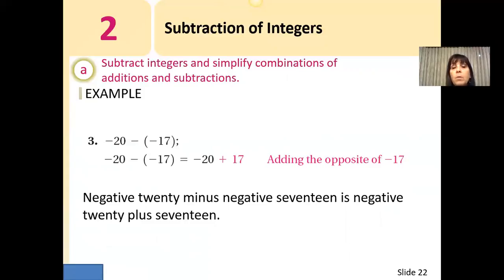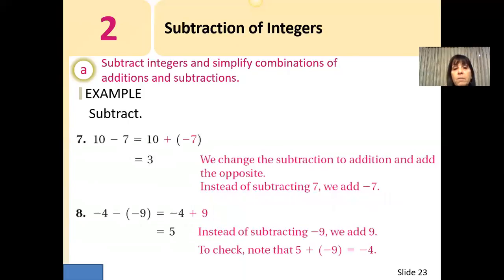So in this problem, I would end up adding negative 20 plus 17. For this problem, then, you are adding two numbers with opposite signs. So the answer to this will be a negative 3, because you will subtract the smaller from the larger and then keep the sign of the larger, which is negative.